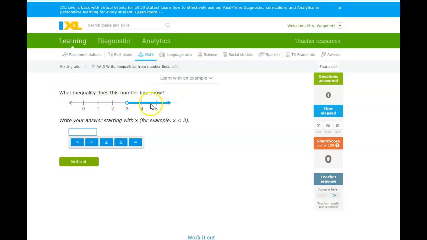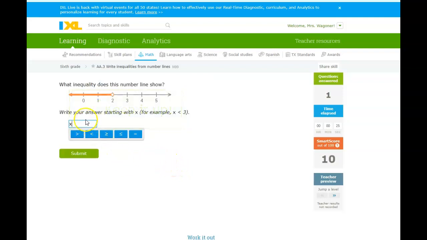What inequality does this number line show? Well, we know it's going to be X, and we know it's going to be 3 because it's at +3. And it's shaded to the right, so it's got to be a greater than. So it's either greater than or greater than or equal to. But it's not shaded, so it's going to just be a greater than symbol.